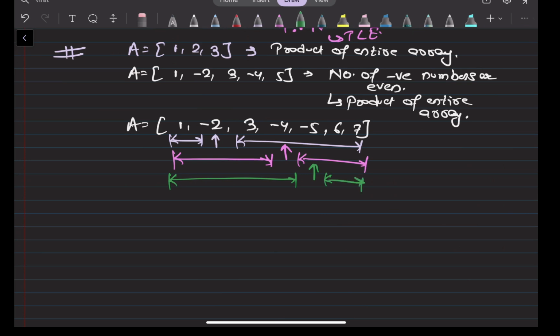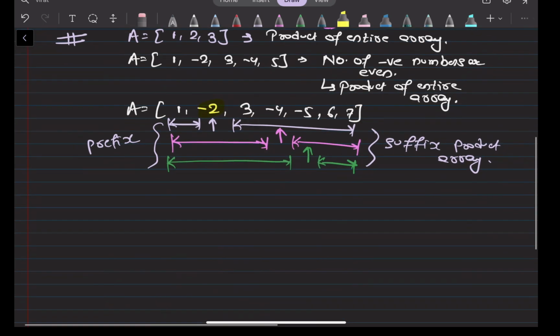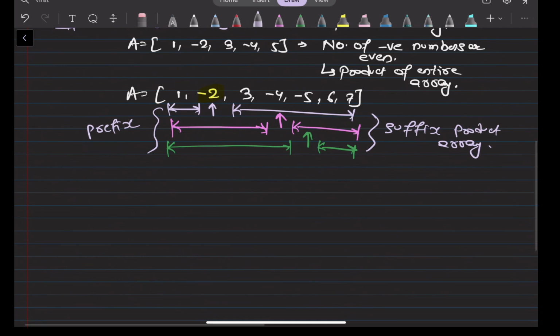So, can I say that whatever you are dividing here, that is nothing but prefix. Whatever you are seeing on this side, this is the suffix product array. So whenever we have to skip some negative number, we will check on its left side, we will check on the right side, and whatever max we get, we will consider that. Let's take a simple example here. Let's iterate on this example only. Let's take 1, minus 2, 3, minus 4, minus 5, 6 and 7.